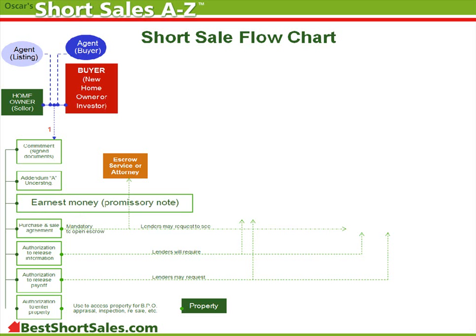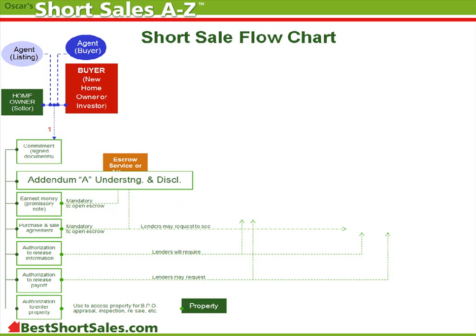Earnest money. Along with a purchase and sale agreement, exchange of consideration is mandatory to open an escrow. Earnest money cash and earnest money promissory notes are consideration. Addendum of understanding. It is a good idea, but not mandatory, to have an addendum of understanding and disclosures as part of the opening of the escrow. That way, in case of disputes, the addendum will be documented at the escrow service.